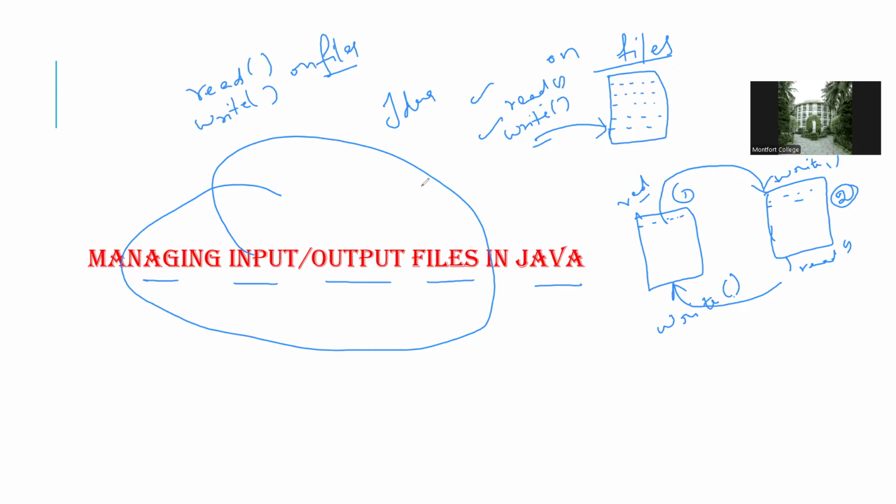To perform these operations, we have to learn about some classes. I have listed those classes here. We have different classes for different items. So what are the things we can write and read? We can read characters, we can read symbols, and we can read graphics files. Graphics files in the sense images.